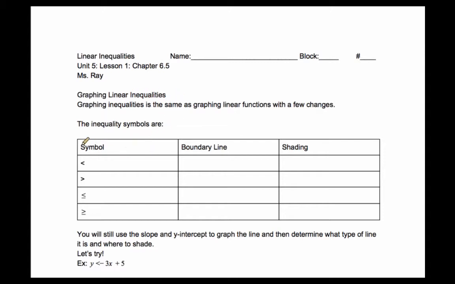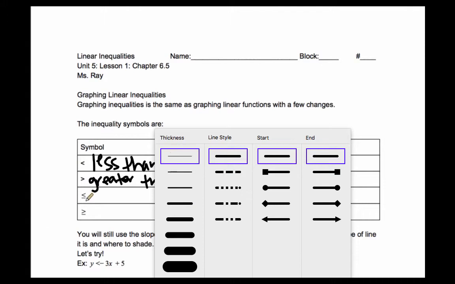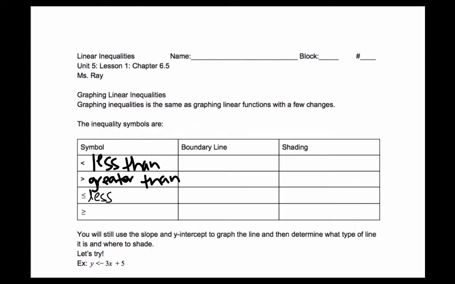Okay, so what are inequalities? These are the inequality symbols. This is less than, this is greater than, this is less than or equal to, and this is greater than or equal to. The difference between an inequality and an equation is that in an equation there's only one solution, and in an inequality there are many solutions, and we'll talk about that in the next lesson.